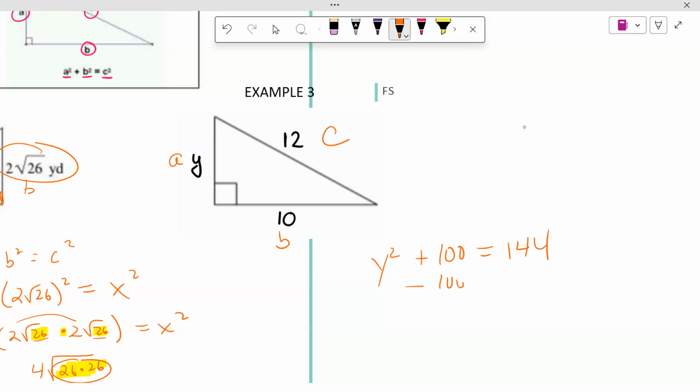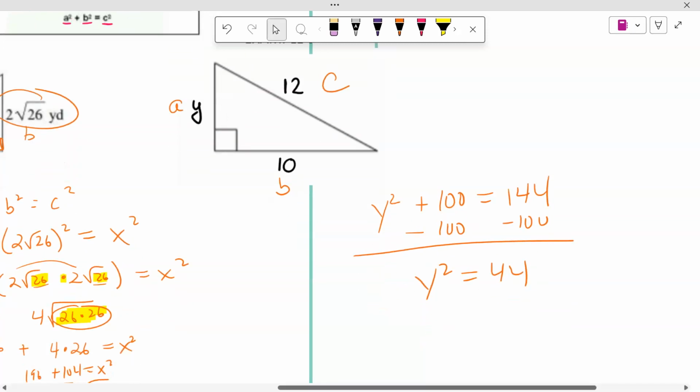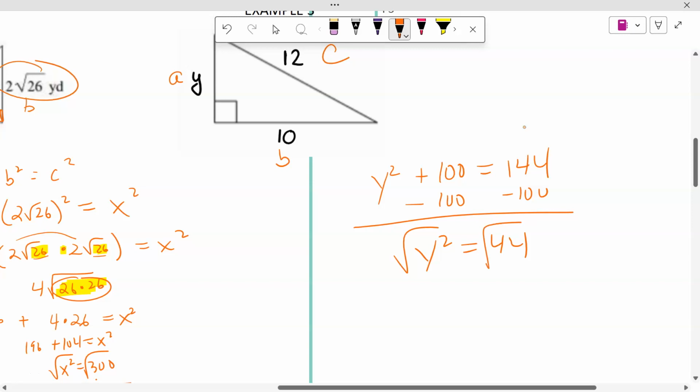So in this case, we're going to subtract 100 because our goal is to get y by itself. We have y squared equals 44. Opposite of squaring, square root, bada bing, bada boom. Y equals whatever the square root of 44 is.